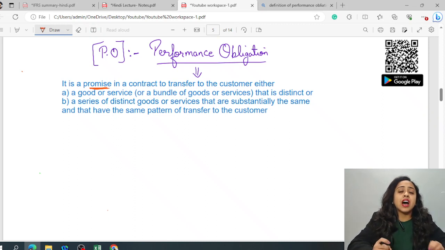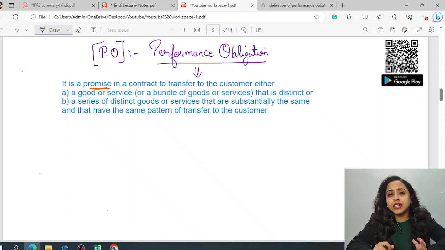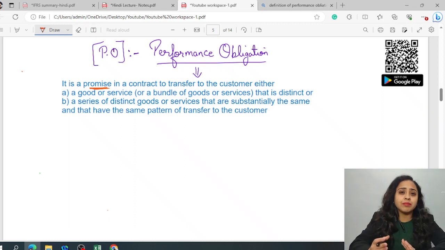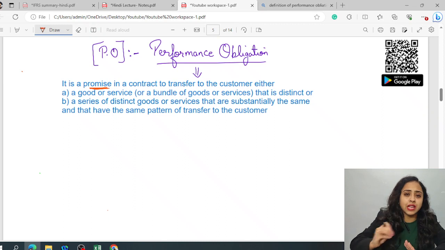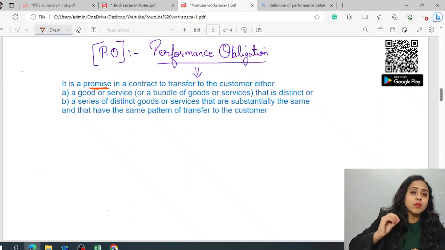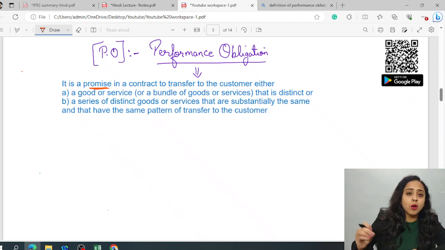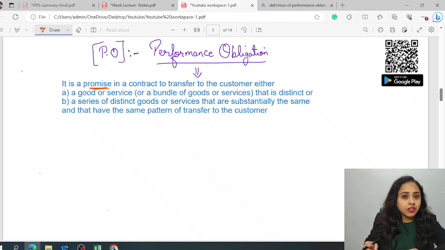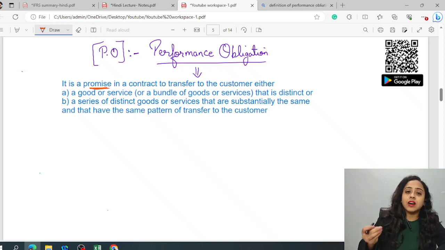For example, you are asked to transfer 10 television sets of different sizes. The quantity, the brand name, the size, etc. are given, the specifications are given. You are required to deliver the 10 television sets. Now it is your performance obligation. Simply, it's your duty, it's your promise to transfer that particular good, or you can say a bundle of goods, as agreed. So a performance obligation is simply a promise.